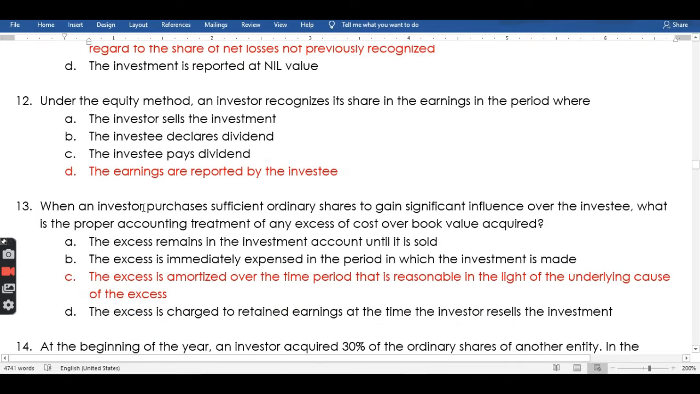Okay. Number 12, under the equity method, an investor recognizes its share in the earnings in the period where, okay, kailan ka mag-recognize ng earnings? Kung kailan ni-record or ni-report yung earnings. Okay? So, yun lang naman ang gagawin natin doon. Kung kailan na-report, edi recognize mo na during that period. Okay? Pero yung dividends, kung kailan nabayaran yung dividend.